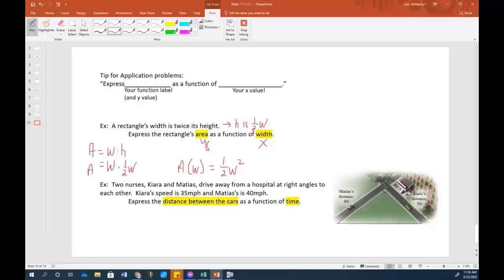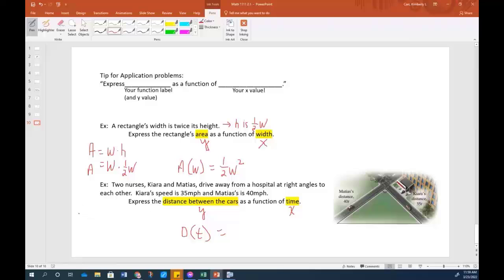Two nurses, Kiara and Matthias, drive away from the hospital at right angles to each other. Okay? We've got Kiara's speed is 35 miles per hour. Matthias' speed is 40 miles per hour. Express the distance between the cars as a function of time. The distance then essentially is like my y value, so it'll be distance equals. Time is going to be my x value, so that's the number I'm plugging in. So my distance as a function of time will equal. Now let's think about this for a minute though.